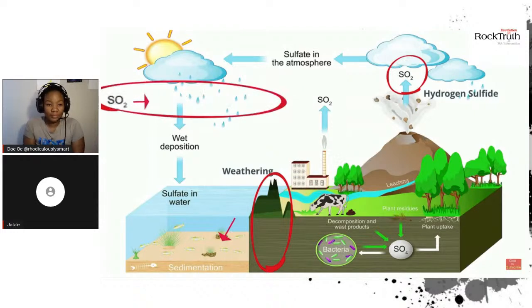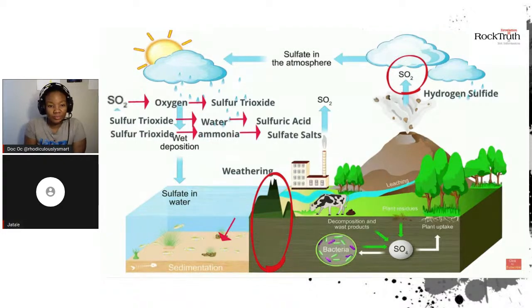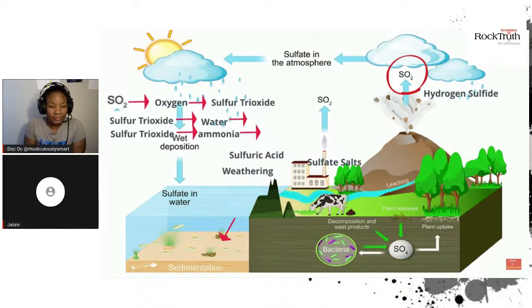Sulfur dioxide reacts with oxygen in the atmosphere and creates sulfur trioxide. The sulfur trioxide reacts with water in the atmosphere to produce sulfuric acid. Sulfur trioxide also reacts with the ammonia in the atmosphere to produce sulfate salts. The sulfuric acid and sulfate salts fall to the earth by precipitation like rainfall.